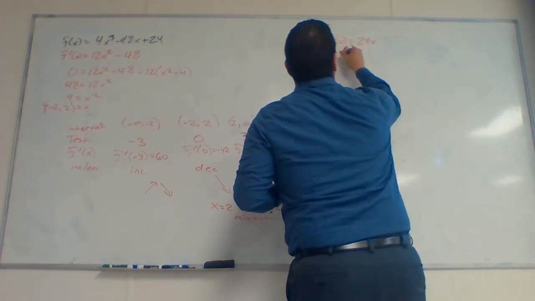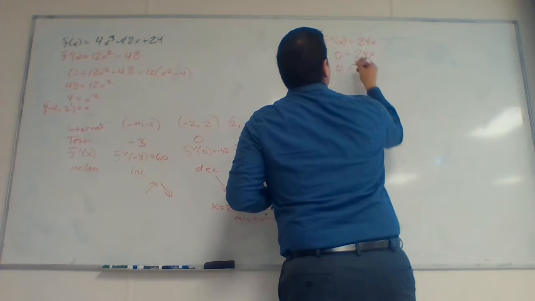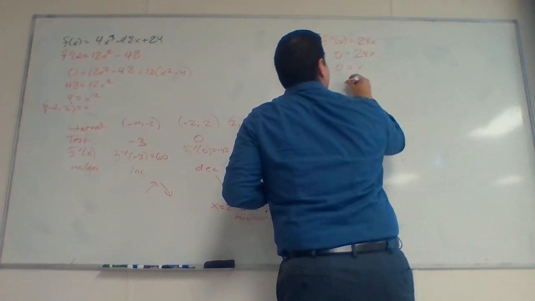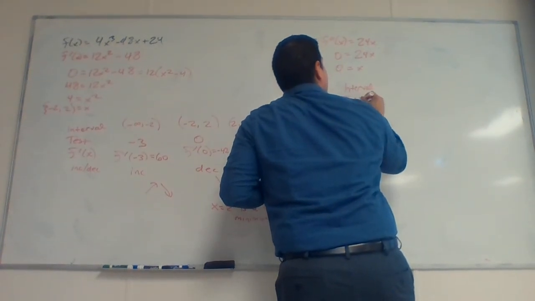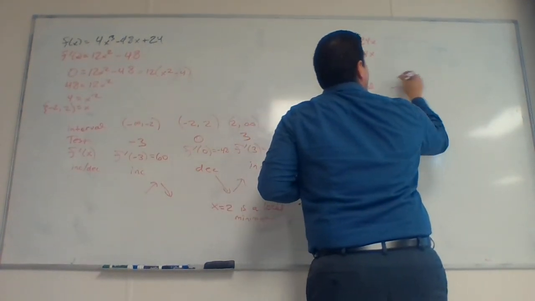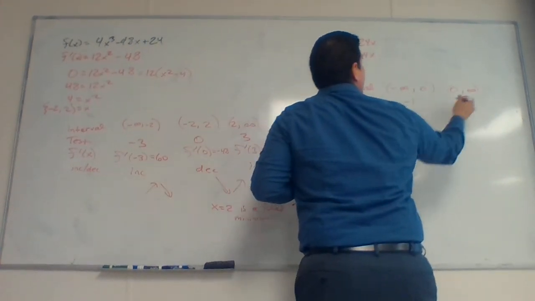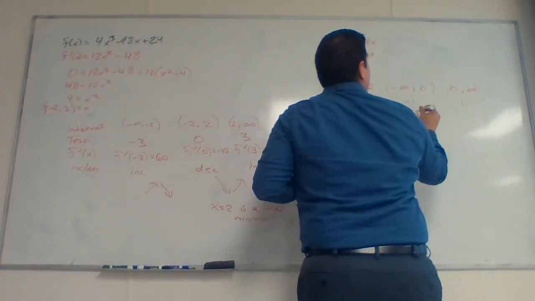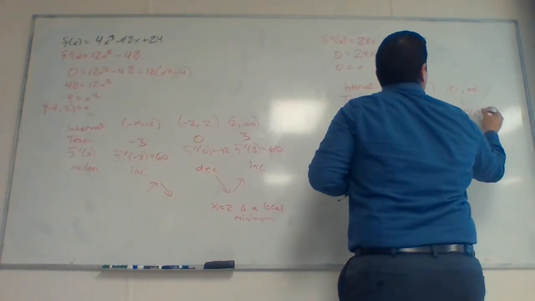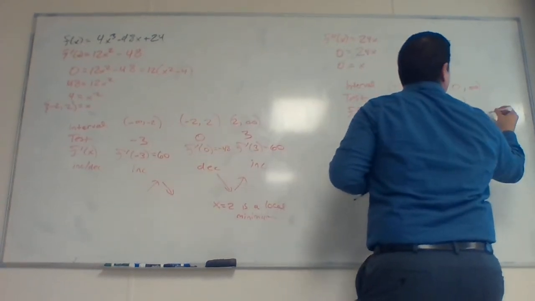What would you do? You need to set the second derivative equal to 0. So then you're going to get x equals 0. That's how you're going to create your intervals. So the intervals are negative infinity to 0, and 0 to infinity. Pick values, -1 and 1, in f double prime. So that's going to be -24, and that's going to be +24.